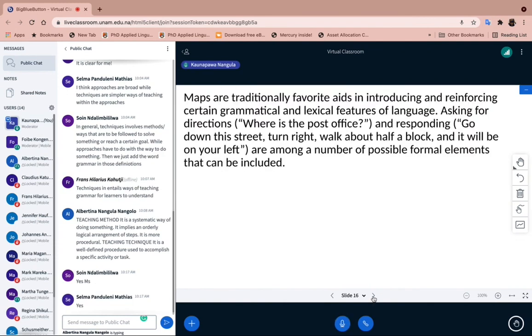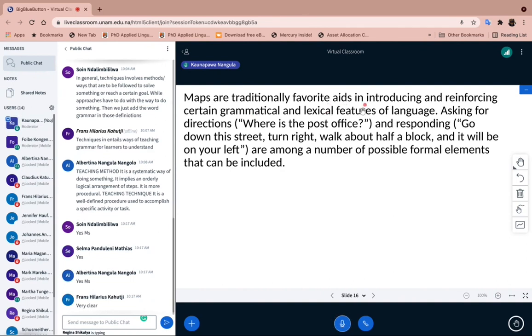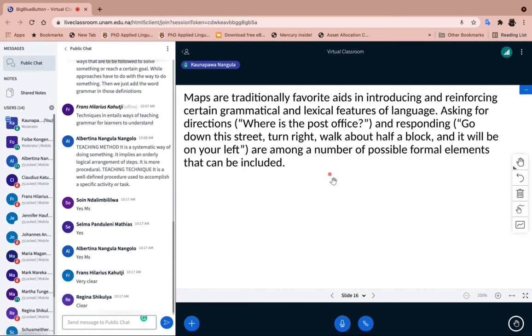And we are moving on to the other part, which is the maps. Maps are traditionally favorite aids in introducing and reinforcing certain grammatical and lexical features of language. Asking for direction, yes, because we also have in our syllabus a part where we have to talk about directions. And then they suggest that when you're teaching directions, what do you use? Maps, all right?